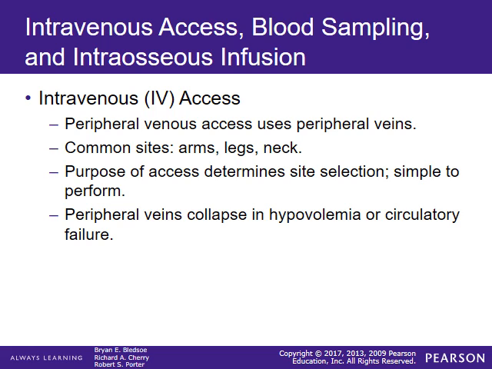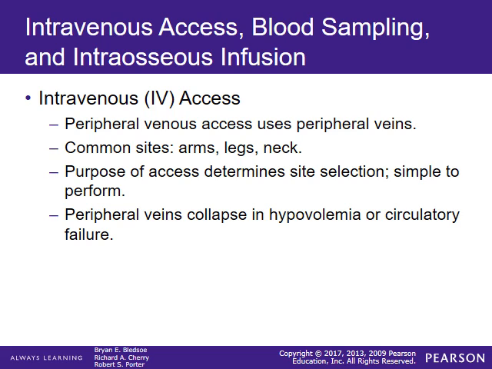IV access in the field is typically done on peripheral venous access points. This uses veins in the arms and legs and possibly even neck that are outside of the core of the body. And the purpose of access is often determined by how the patient presents and what access you have to them to initiate the IV access.